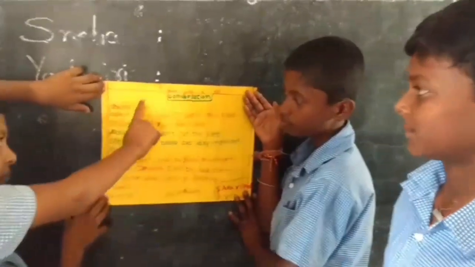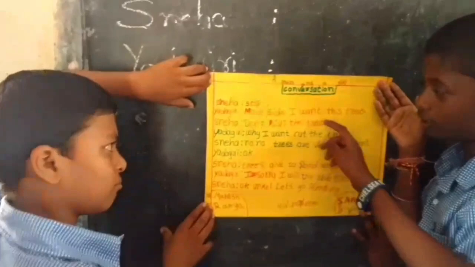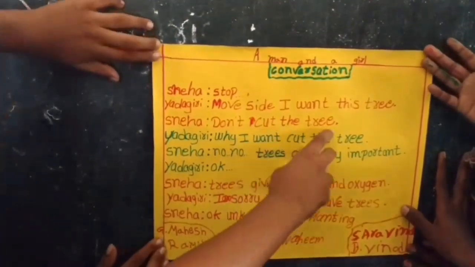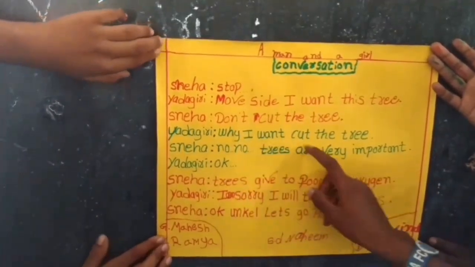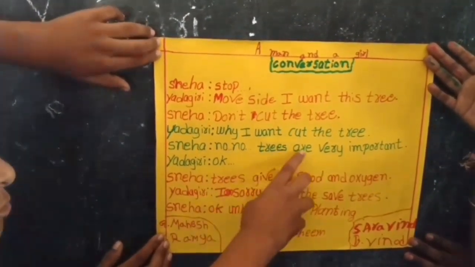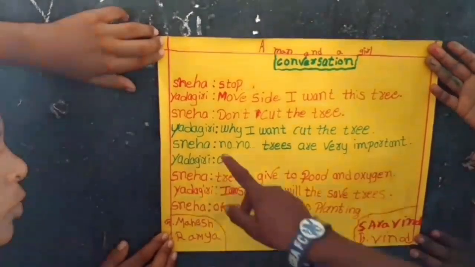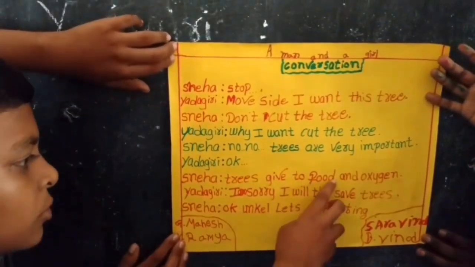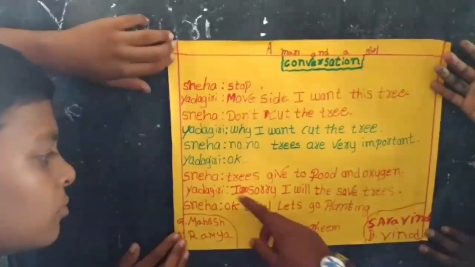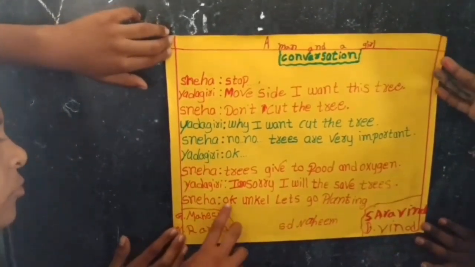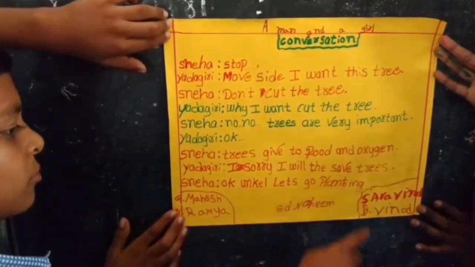I am Sneha. I am Yadagiri. Stop! Move aside. I want this tree. Don't cut the tree. Why? I want to cut the tree. No. Trees are very important. Okay. Trees give to food and oxygen. I am sorry. I will save trees. Okay, uncle. Let's go planting.